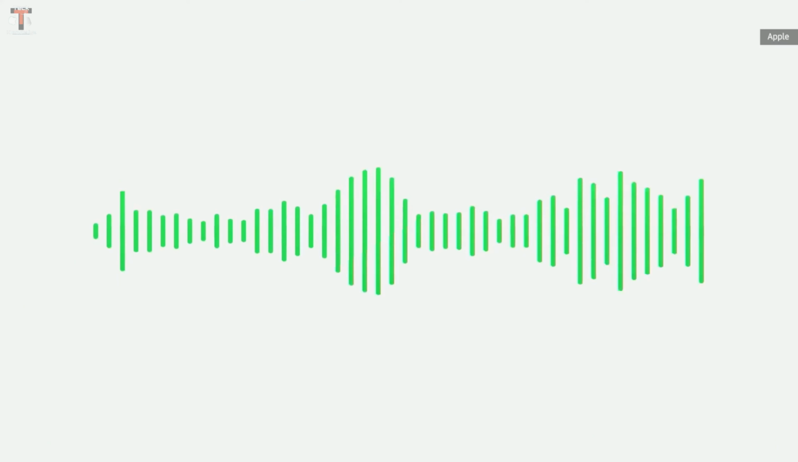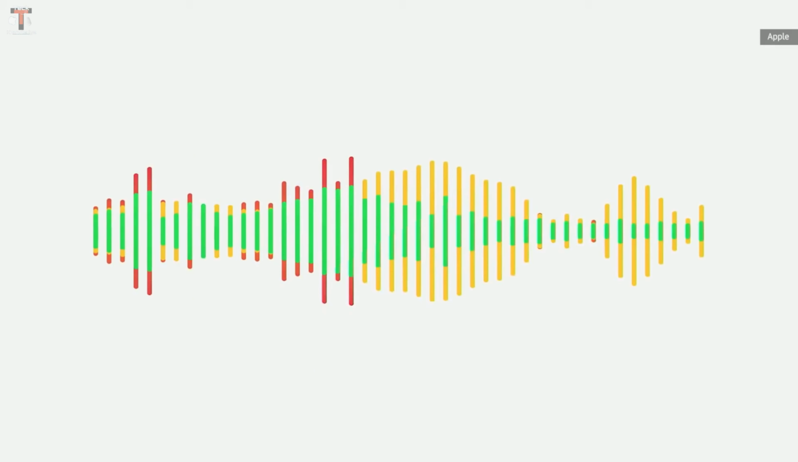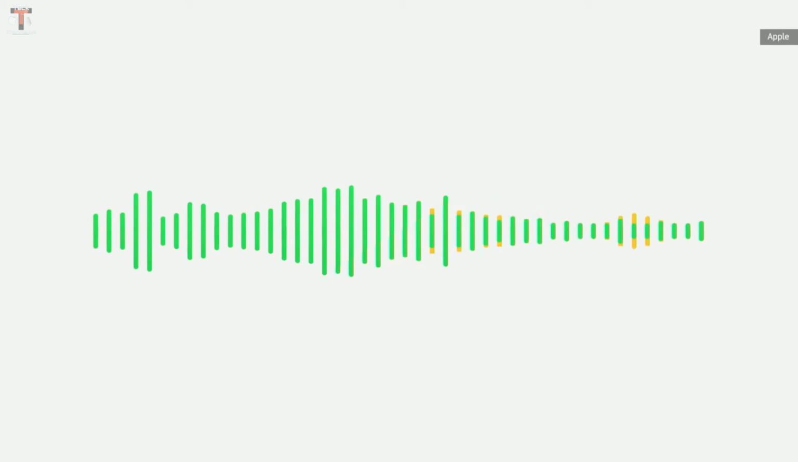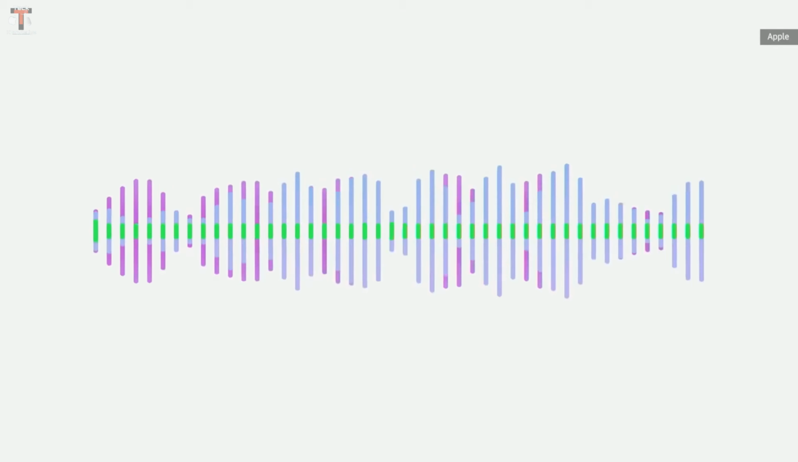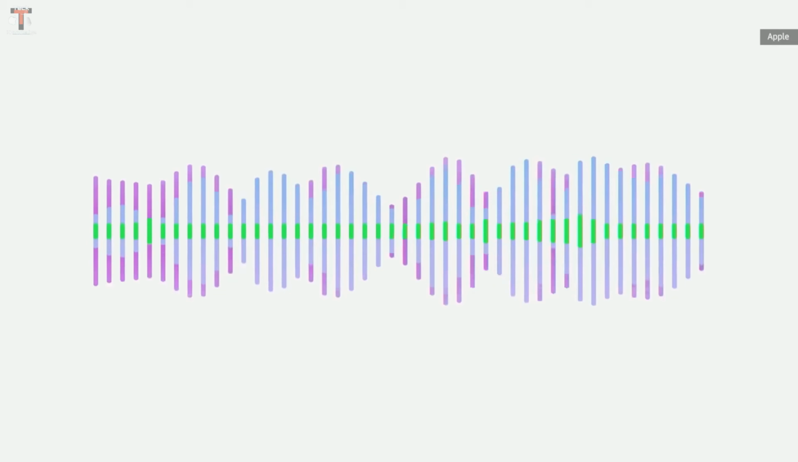So in voice isolation, machine learning distinguishes these sounds, blocks out the ambient noise, and prioritizes your voice. In wide spectrum, your mic picks up an entire symphony's worth of sound, your voice and everything around you.